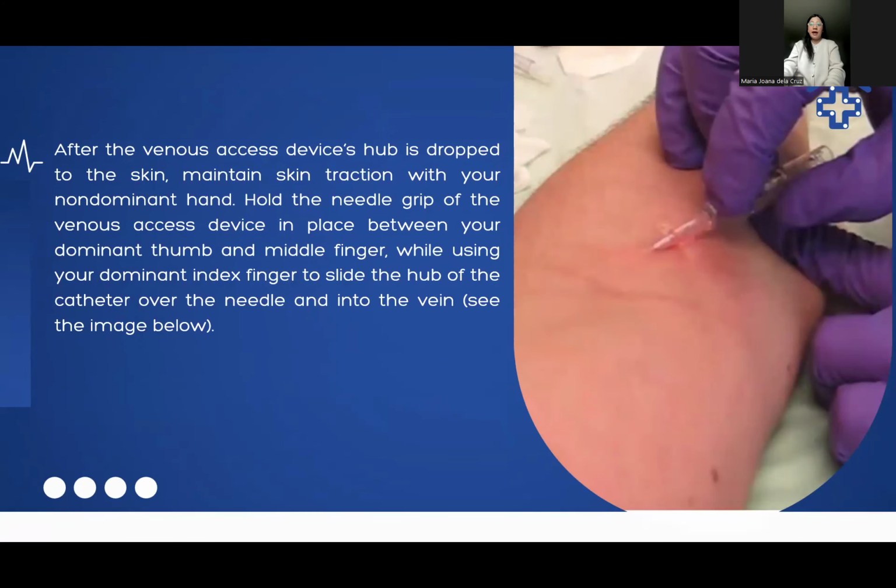So after the venous access device is dropped to the skin, maintain the skin traction with your non-dominant hand. Hold the needle grip of the venous access device in place between the dominant thumb and the middle finger, while using your dominant index finger to slide the hub of the catheter over the needle into the vein. As you can see on the image, the catheter is slightly retracted, or slightly moving outside, as you meet the blood. So next.